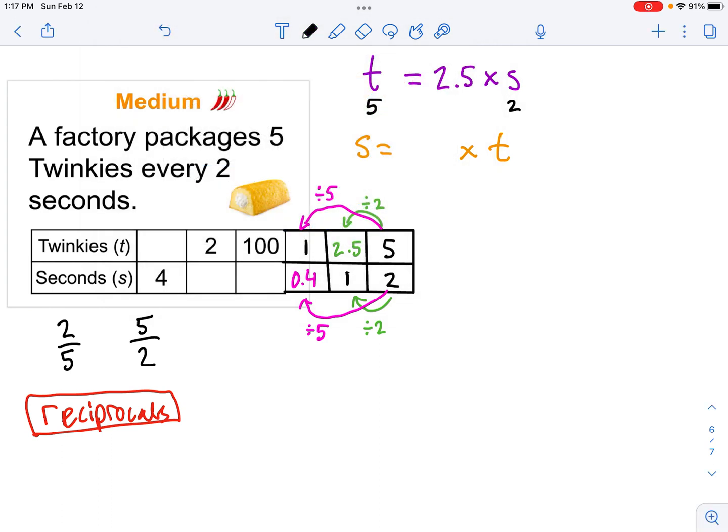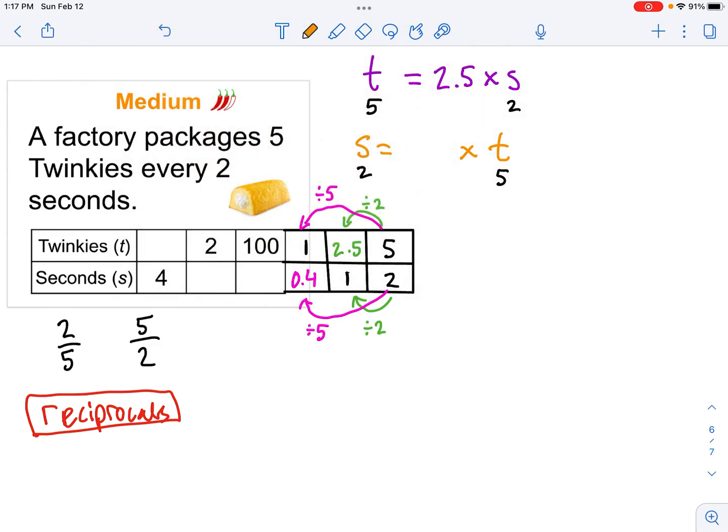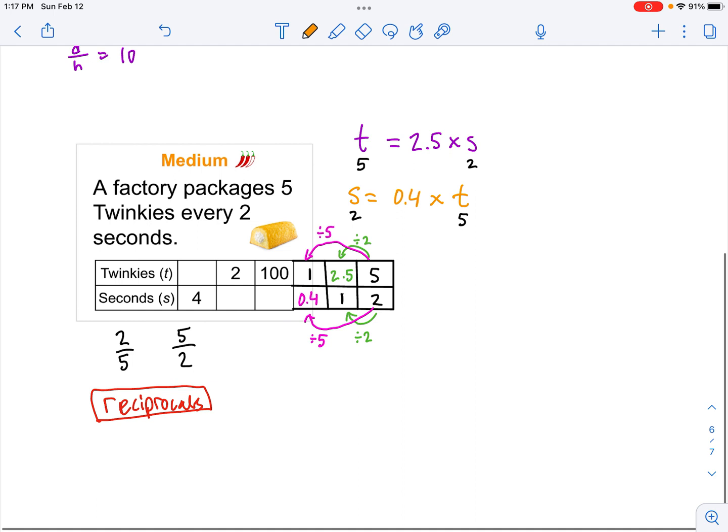I already know it's going to have to be the other one, 0.4, but I'll show you once again. This time the seconds is 2. The number of Twinkies is 5. 5 times something has to give me 2. I know that number has to be less than 1, 0.4. Okay, so there's my 2 equations. And here are the 2 constants of proportionality.